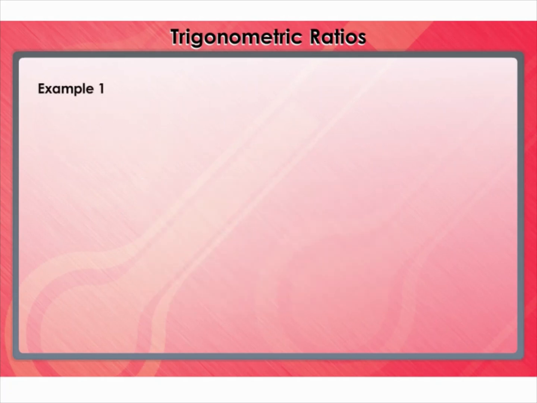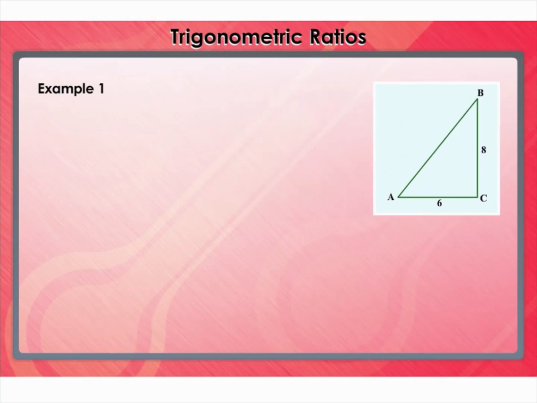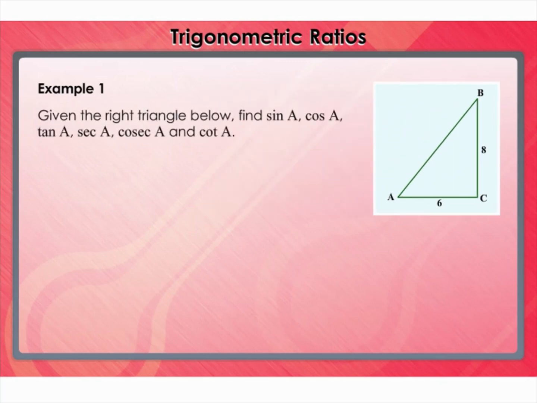We have defined 6 trigonometric ratios of an acute angle. If we know any one of the ratios, can we obtain the other ratios? Yes, is the answer. We will understand this with the help of some examples. Given the right triangle below, find sin A, cos A, tan A, secant A, cosecant A, and cot A.